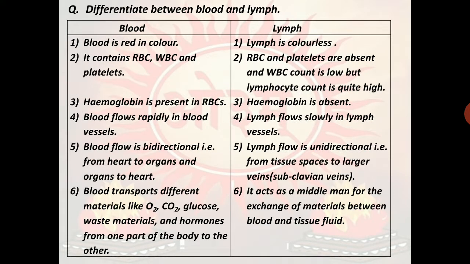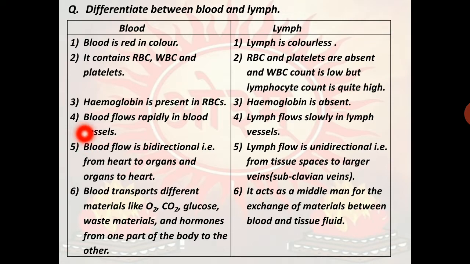So let us see now what is the major difference between blood and lymph. Blood is red in color. Lymph is colorless. Blood contains RBC, WBC and blood platelets. In lymph, red blood cells and platelets are absent and the WBC count is low. But the special type of WBC, that is the lymphocyte count, is quite high. Hemoglobin is present in red blood cells. Hemoglobin is absent in lymph.